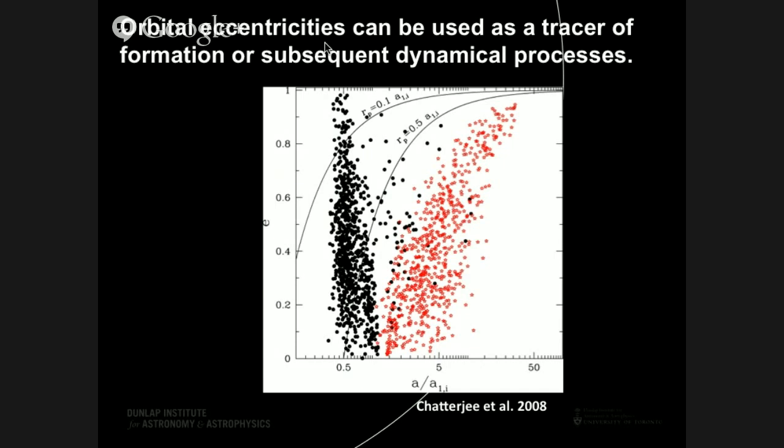So is that different than just planets moving in and out? That's different than migration. This is scattering. Migration's a whole other complicated issue that I'm going to gloss over.